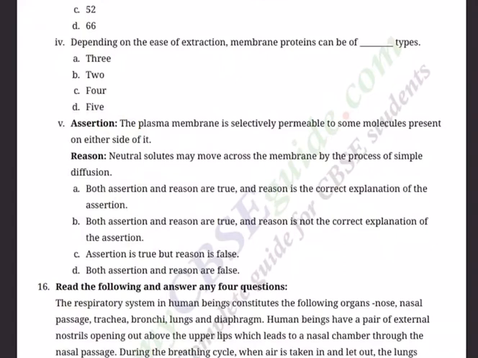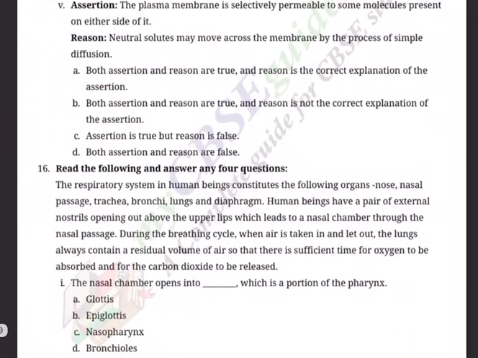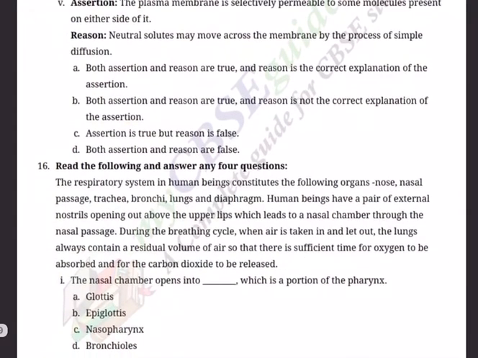Question 5. Assertion: The plasma membrane is selectively permeable to some molecules present on either side of it. Reason: Neutral solutes may move across the membrane by the process of simple diffusion. A. Both A and R are true, and R is the correct explanation for A. B. Both A and R are true, and R is not the correct explanation of A. C. A is true, but R is false. D. Both A and R are false.